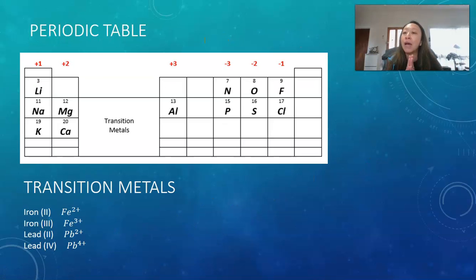So this is the periodic table, and as promised, we need to cover transition metals. Transition metals are metals that are written with a Roman numeral behind them. For example, iron(II) means that it has a positive 2 charge, and iron(III) will have a positive 3 charge. Lead(II) will have a positive 2 charge. Lead(IV) will have a positive 4 charge. So this is the additional thing that we have to know to keep going.